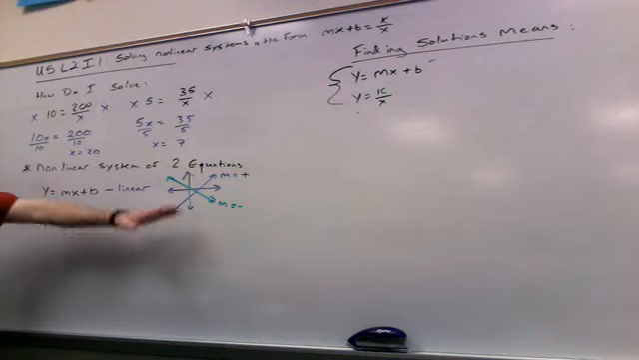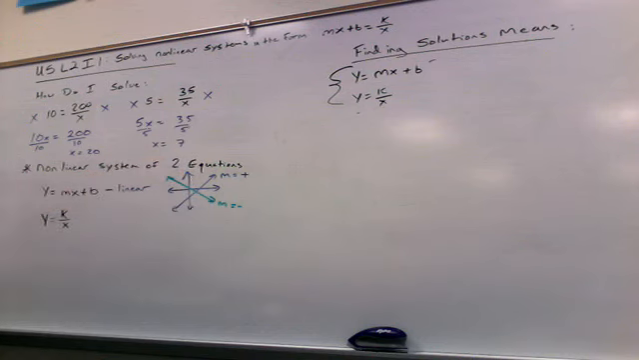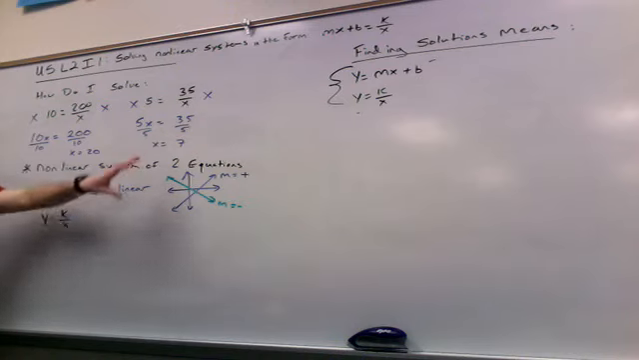Now this line can cross the y-axis anywhere, can't it? Either of these lines can cross the y-axis anywhere. Which one tells us where it crosses the y-axis? The b. Okay, the b tells us where it crosses the y-axis. So that's a linear equation, right?